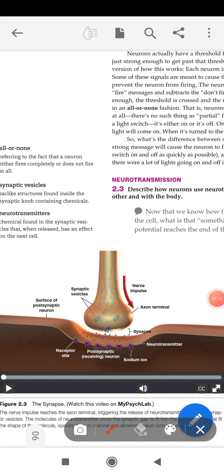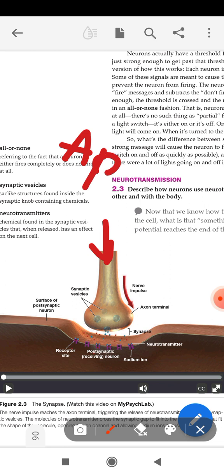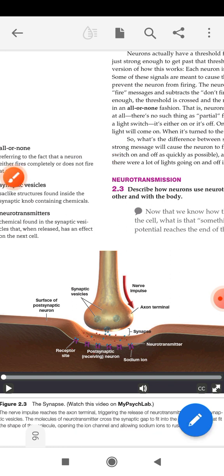This is a synaptic terminal, or synaptic knob. Knob means everything which is somehow swollen. In this synaptic knob there will be an action potential, let's say AP, and there are some synaptic vesicles in this synaptic terminal, indicated by this arrow.